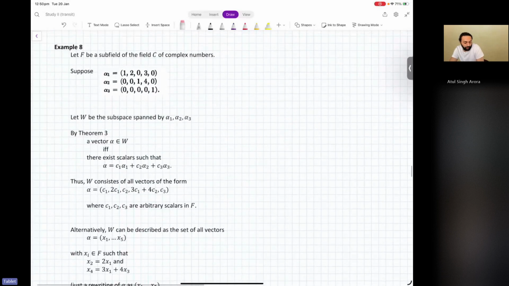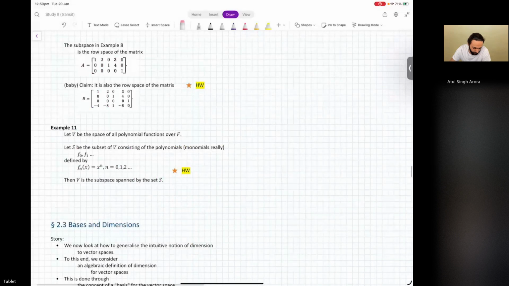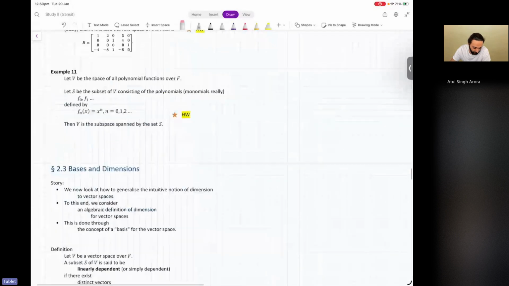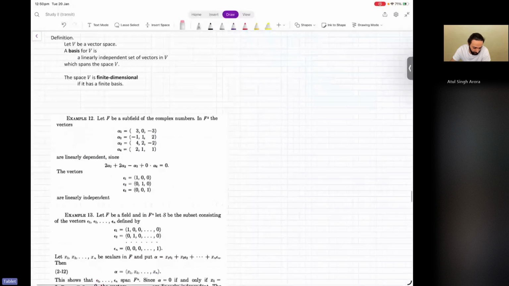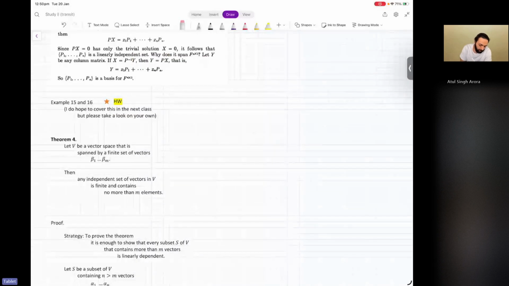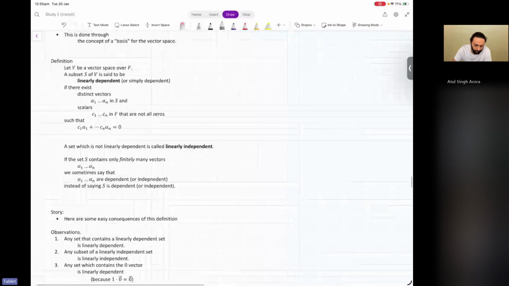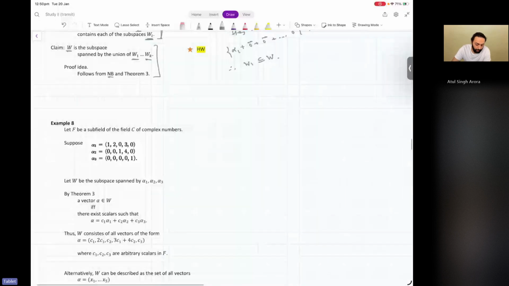So let's continue then. Okay, so at least let's try to finish 2.2, maybe 2.3. I'm just trying to see if we can maybe get to a theorem. I think it would probably be ambitious to get to theorem 4, but let's see. I'll maybe leave a recording if we don't manage to make progress, but let's continue. So example 8 is saying the following.